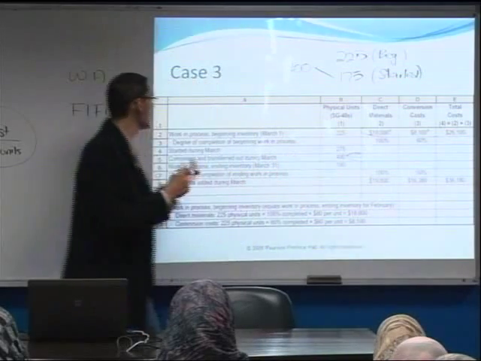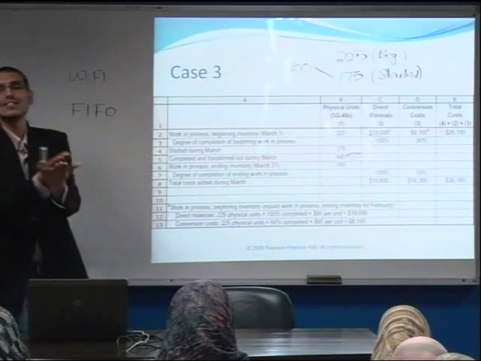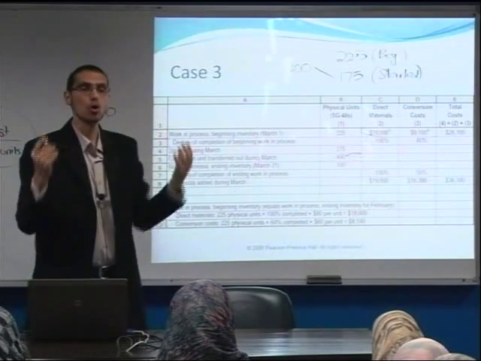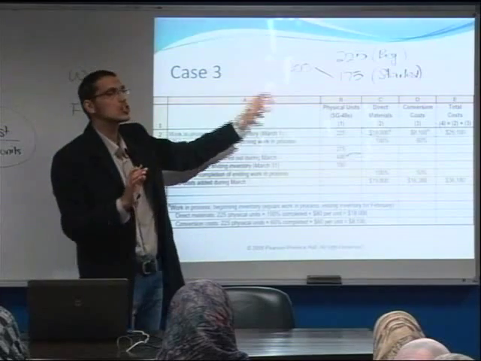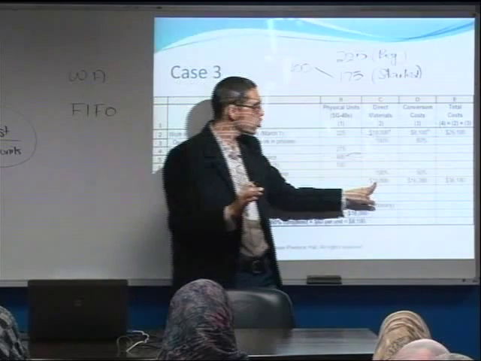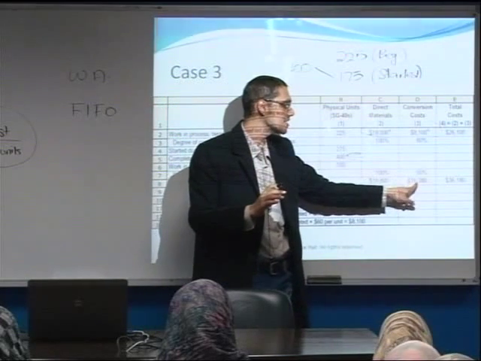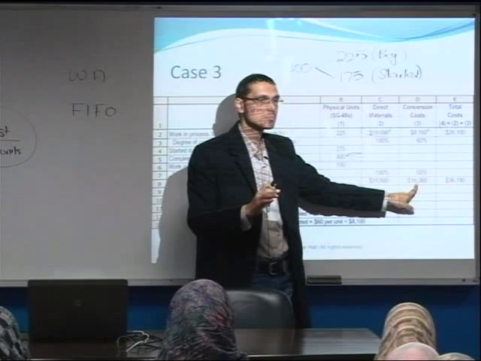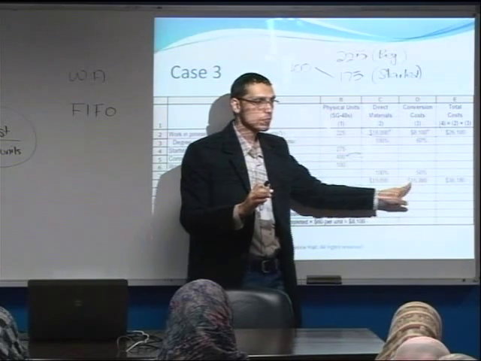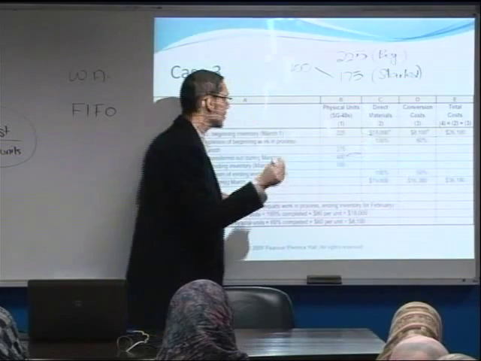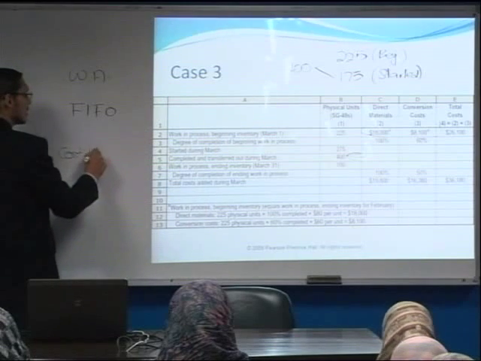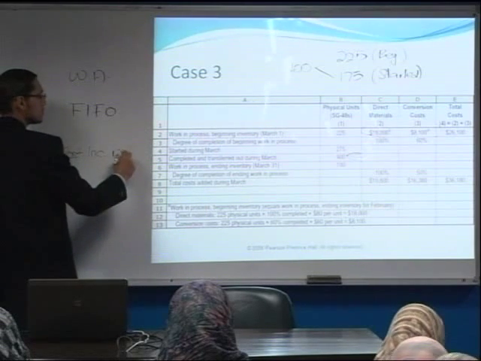Therefore, in the FIFO method, we are not going to blend. We are not going to average these two costs. We are going to say that these costs are for the completed and transferred out, while as for these costs, the 19,800 and the 16,380, what do you think these costs are for? First of all, these are the costs that were incurred within the period.